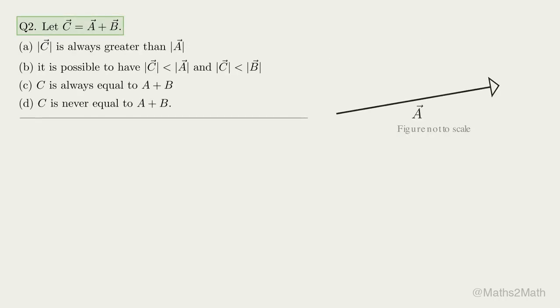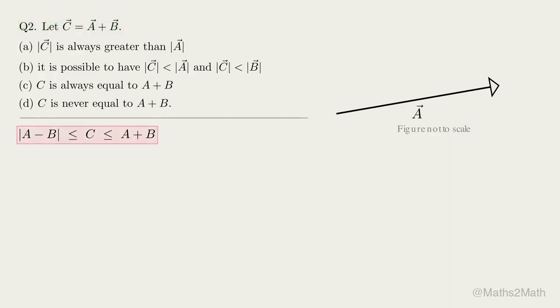Question 2. Let C equal A plus B as vectors. Option A. C's magnitude is always greater than A's. Option B. It is possible to have C's magnitude less than both A's and B's. Option C. C is always equal to A plus B in magnitude. Or option D. C is never equal to A plus B. What does this mean? We must remember the triangle inequality and its extreme cases.